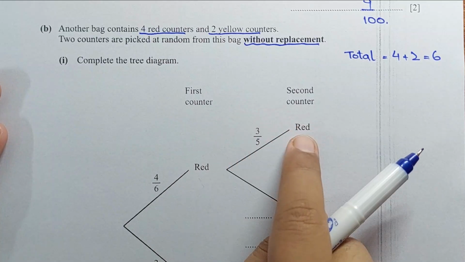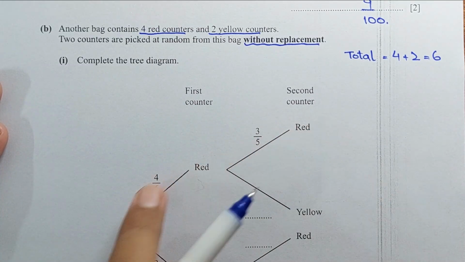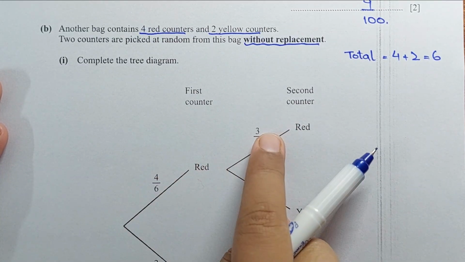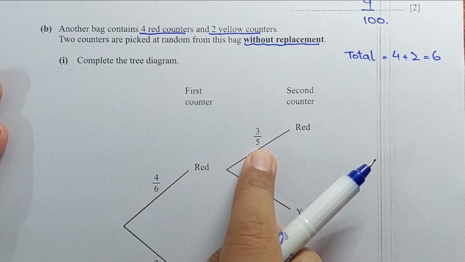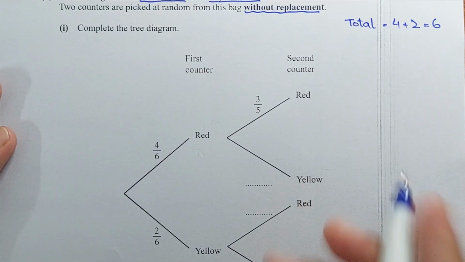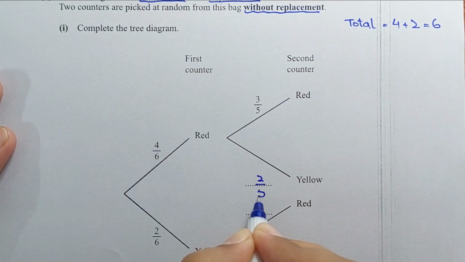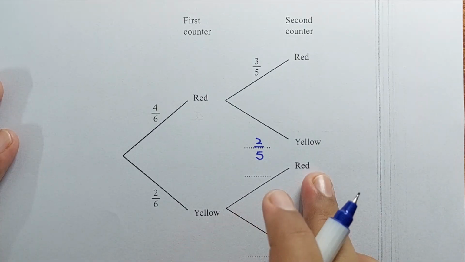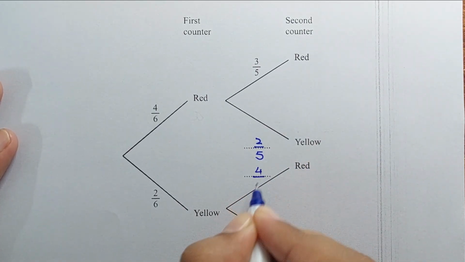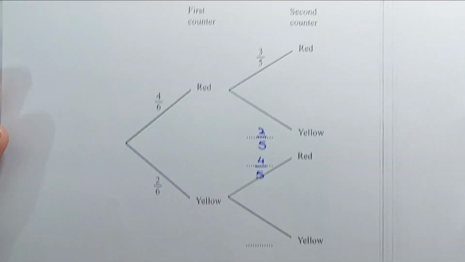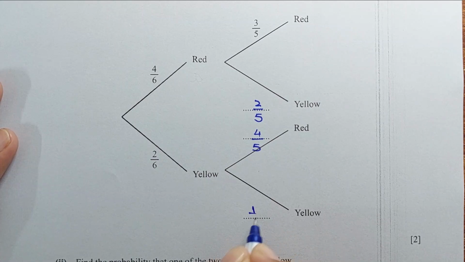So red, and pick the second counter, again pick red. Now from 4, 3 reds are left, from 6, 5 are left. From yellow, there are 2, now 5 are left. Okay, yellow, red is picked. Red stays the same, 4 red out of 5. Yellow and yellow: already picked 1 yellow, so 1 yellow is left out of 5.